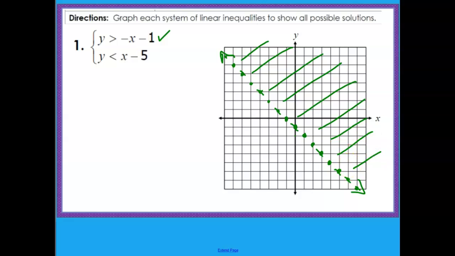All right, now I'm going to color code my second graph in blue. Because I'm going to start a new graph, it's important that I label the one that I just finished. So right here off the grid in the lower corner, I'm going to write the name of this green graph. y greater than negative x minus 1. If you have more than one, a label is a must. Now for the second one, my y-intercept is negative 5, and now my slope is positive 1.